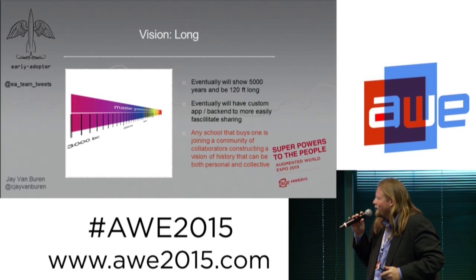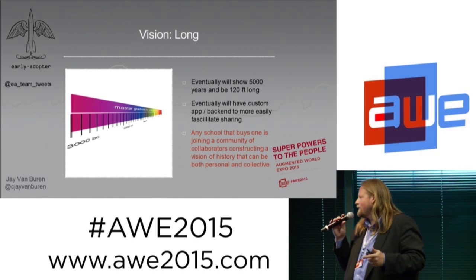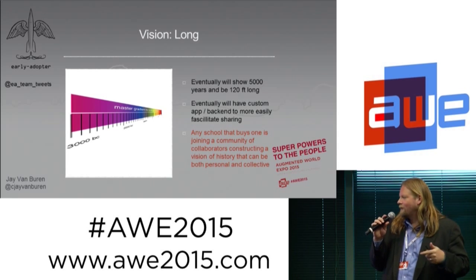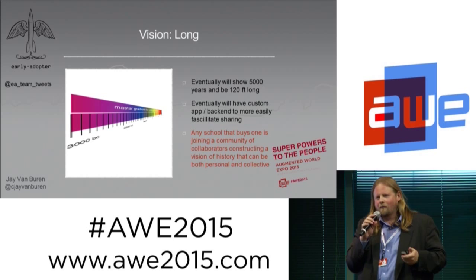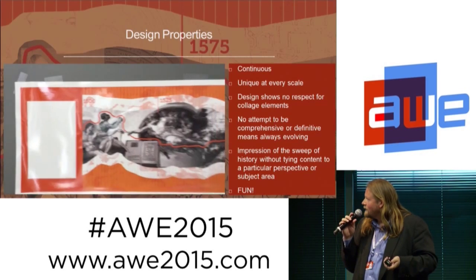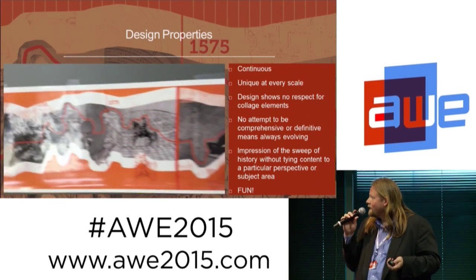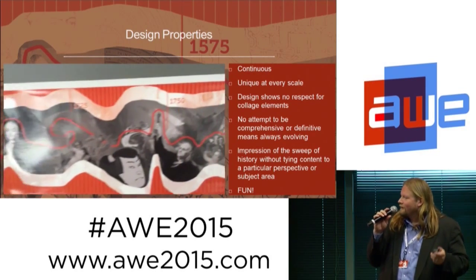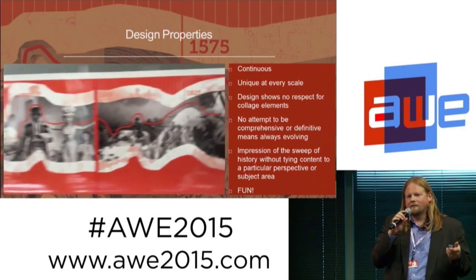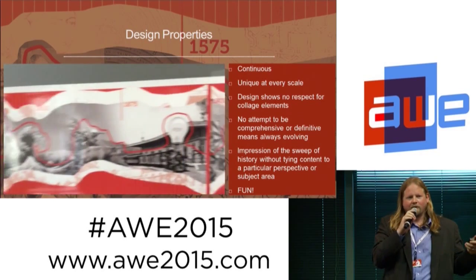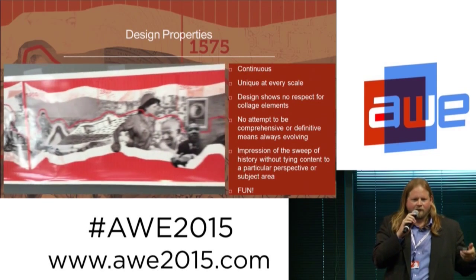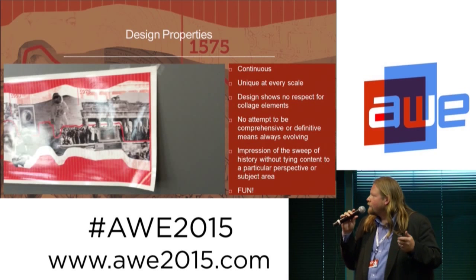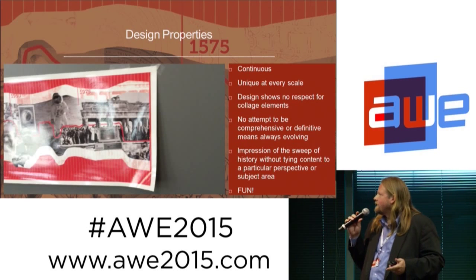So, any school that buys one is joining a community of collaborators, constructing a vision of history that can be both personal and collective. And what I mean by that is, this is the timeline. Basically, people will be able to share lessons that they create. One teacher in one school would be able to share a lesson with another teacher in another school. Students can create lessons for other students, etc.